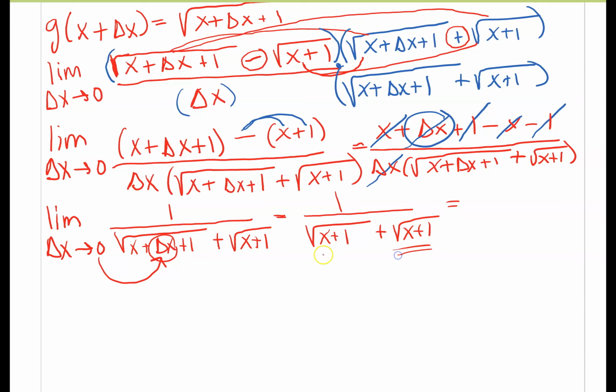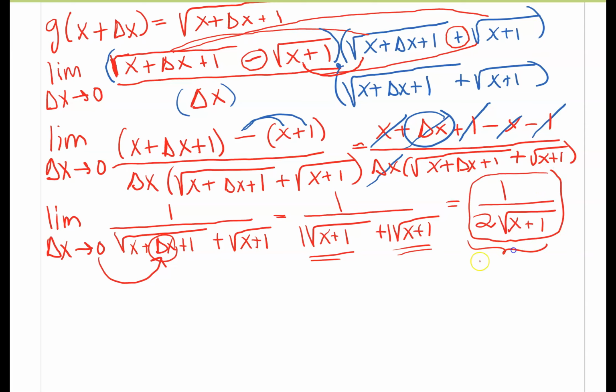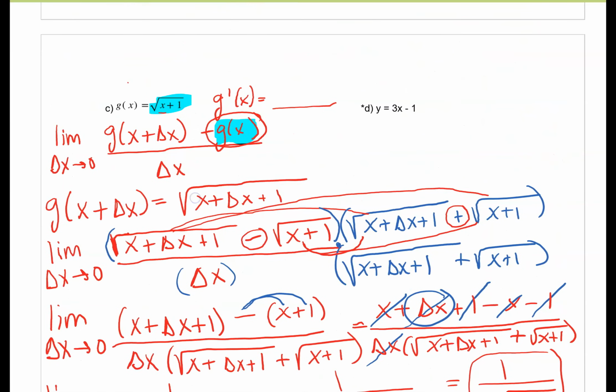So these are like terms. There's a 1 in front of each. So I just add the coefficients together, the 1 and 1, to get 2. So I think of this as 1 over 2 rad x plus 1. So that right there is my derivative for this square root function earlier. So it ends up being 1 over 2 times the square root of x plus 1. So those are the hardest kind, obviously.